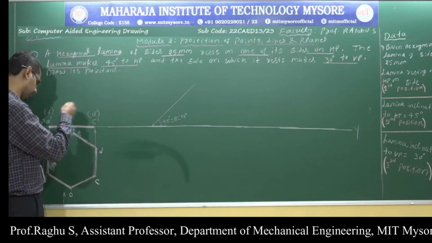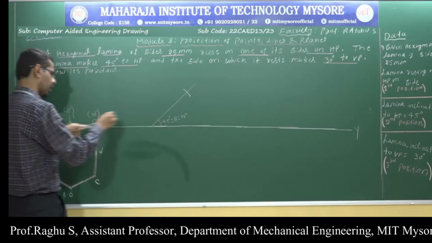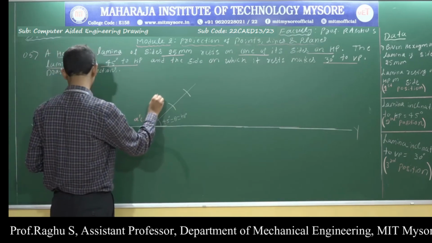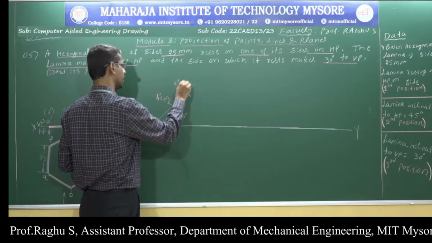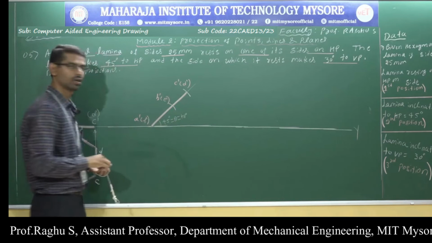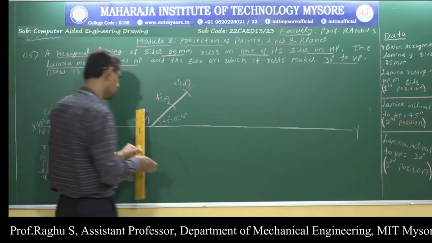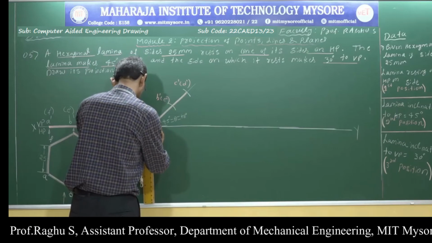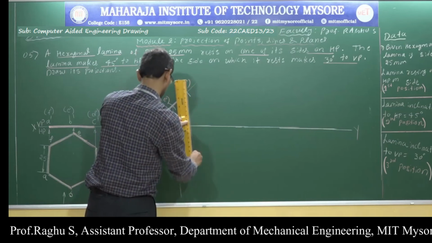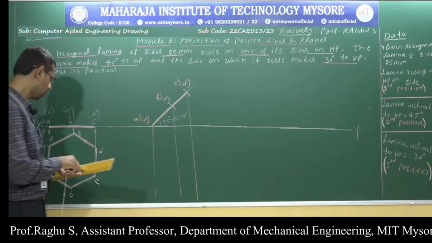Measure this distance and cut an arc. Here measure this distance and cut an arc. Now do the naming: A dash and F dash, B dash and E dash, and C dash and D dash. Now make it dark. So I have completed the second position, front view. Now to get the second position, top view, just draw projections. Draw vertical downward projections from the second position front view, and draw horizontal projections.